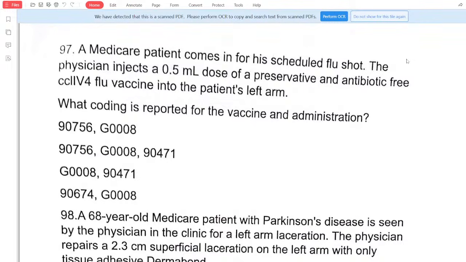And you can use it. This code is used for all ages. You can use this code along with our normal administration codes. That is also related to the influenza virus vaccine code. You can use this code along with any other or normal administration vaccine code. So here you want to report the vaccine and administration, right? In all our options you can directly see that G0008 is a common one. So you can be 100% sure you can use this code along with this administration.